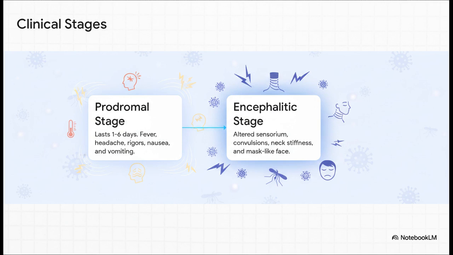First up is the prodromal stage. This lasts about 1 to 6 days, and honestly, the symptoms are really nonspecific. You're thinking fever, chills, headache, nausea, vomiting. It could be anything. But then it progresses to the acute encephalitic stage, and this is where things get serious fast. We're talking altered mental status, convulsions, neck stiffness, and a really characteristic mask-like facial expression.